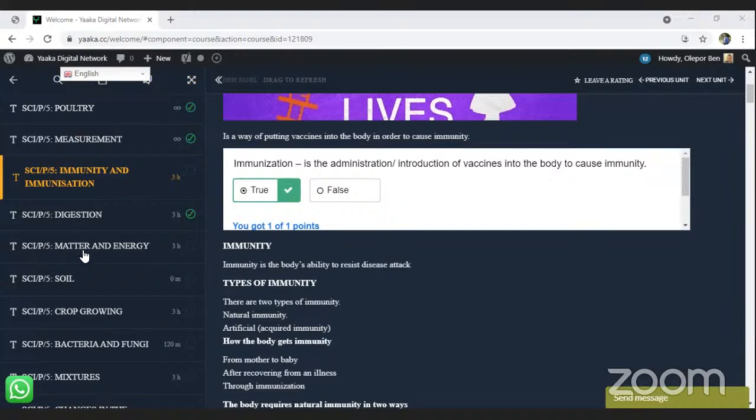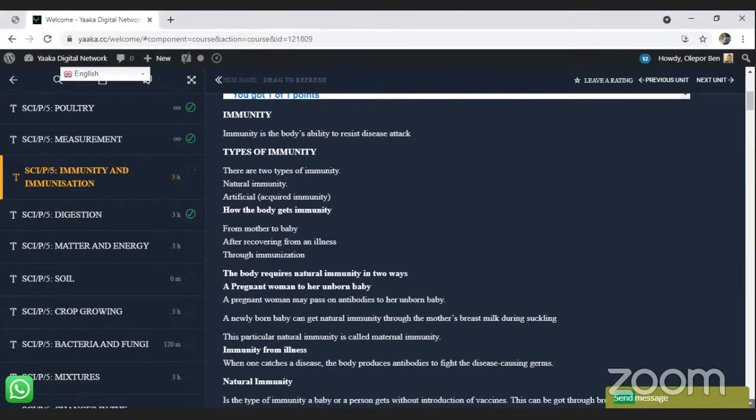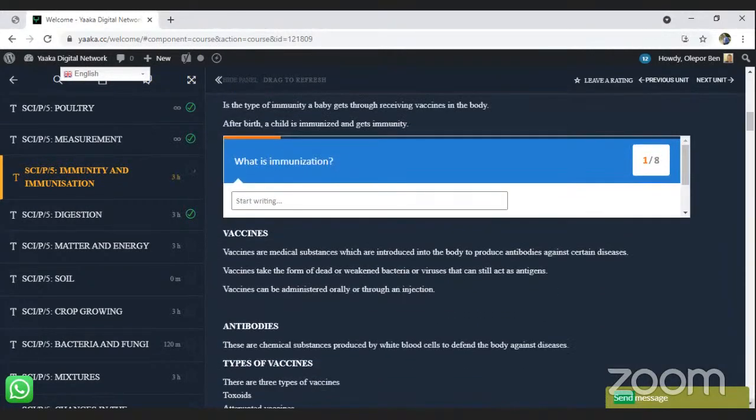Then in second term, you have heat energy. This is what we call matter and energy here. Matter and energy is a theme, but under this, there is heat energy. It is the first topic in second term. Then you have soil, crop growing, and then bacteria and fungi. So you will do all those topics respectively. Then you have mixtures coming in third term. You also have changes in the environment and other things.